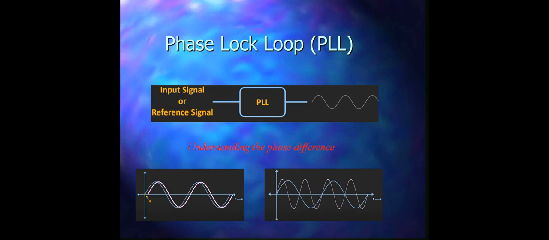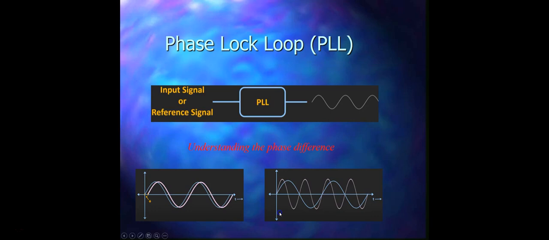Now we see here the input signal, or the reference signal, going into the phase locked loop, and at the output we see a waveform. These two pictures basically show the phase difference between the two signals. So first, let's understand what we mean by phase difference. In this picture, you see these two signals have the same frequency, but they have a constant phase difference.